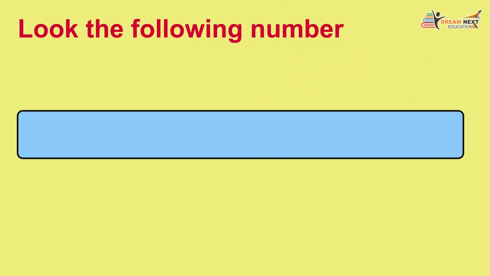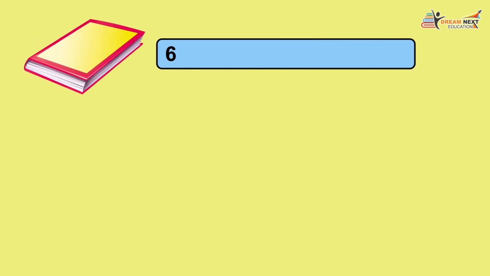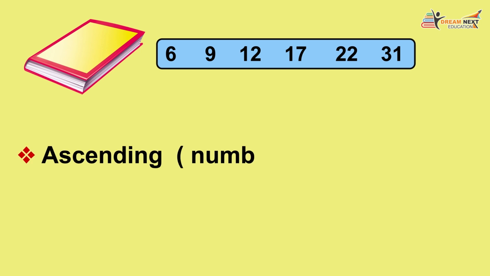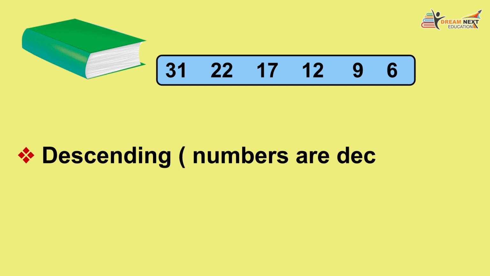Look at the following numbers carefully: 6, 12, 31, 9, 22, 17. 6, 9, 12, 17, 22, 31. Ascending. Numbers are increasing. 31, 22, 17, 12, 9, 6. Descending. Numbers are decreasing.